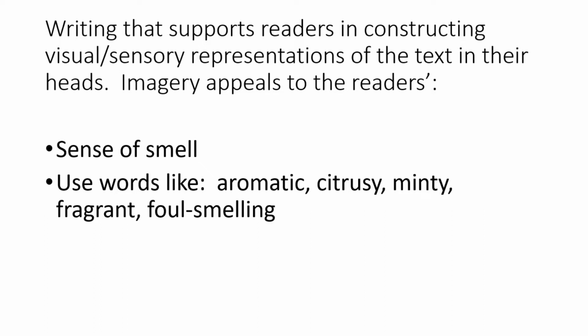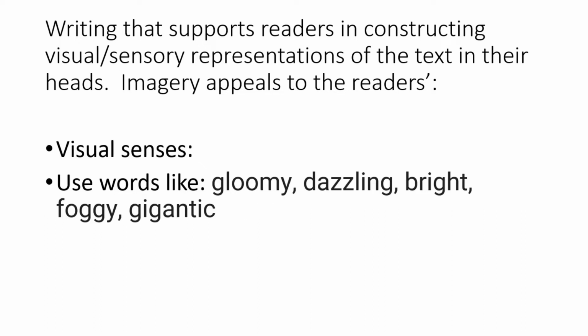These appeal to your reader's sense of smell, and they can really add that description that brings the text to life for them. If you're going to appeal to your reader's sense of sight, you want to use words like gloomy, dazzling, bright, foggy, gigantic, appealing to how they interpret size or brightness, or even fogginess and clearness in the air. Adding this sort of description is more helpful to your reader than to just say something looked good, or it looked bad, or it looked scary.